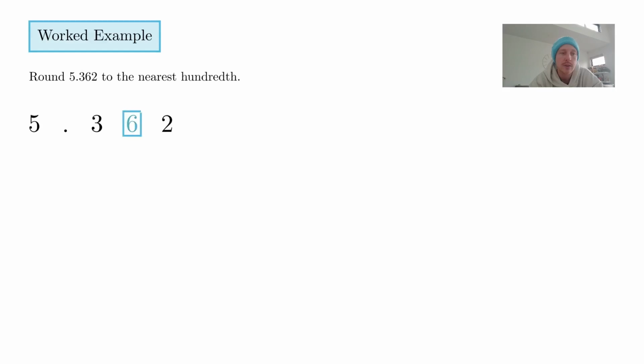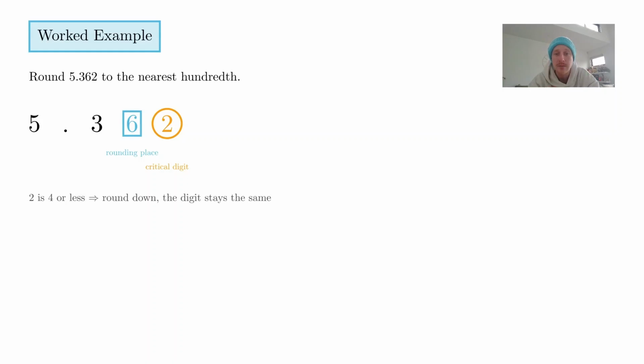So round 5.362 to the nearest hundredth. So we're going to the second column, the hundredths column. So that's our rounding place that we've put in blue there. And then the critical digit is going to be the one to the right of it. Now, if we go back to the previous slide, we saw that if it's a 0, 1, 2, 3, or 4, we round down. So that means that 2 basically becomes a 0.